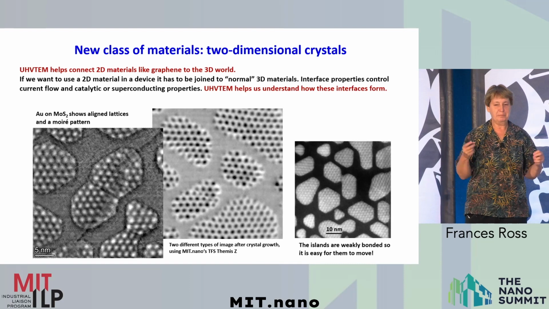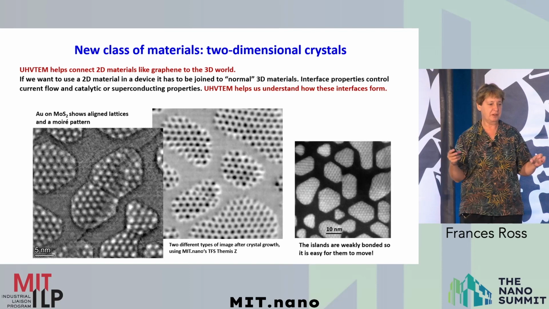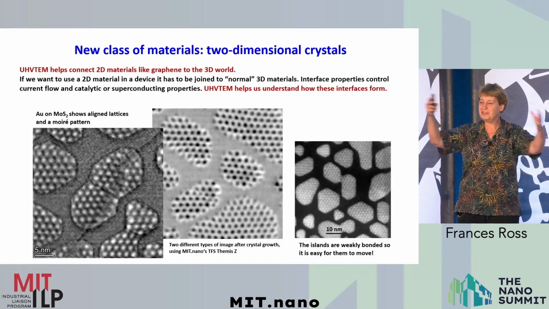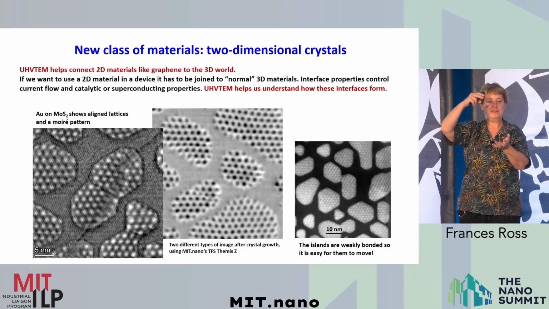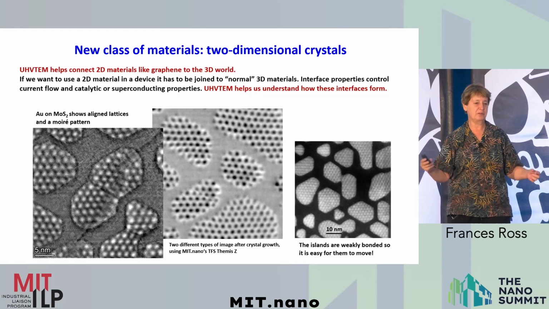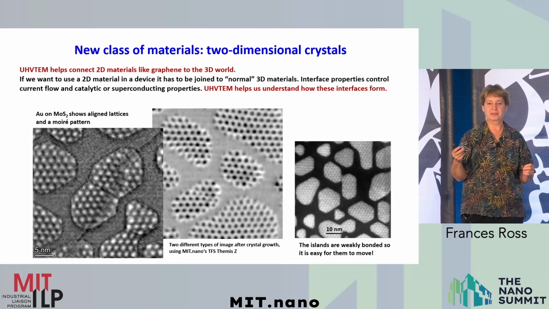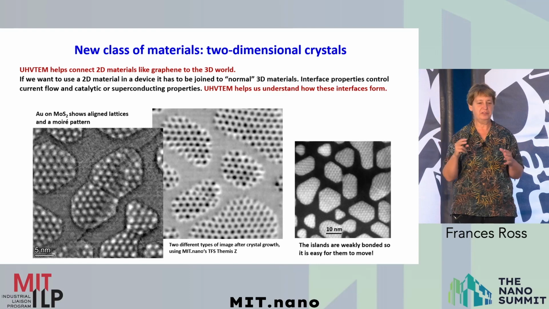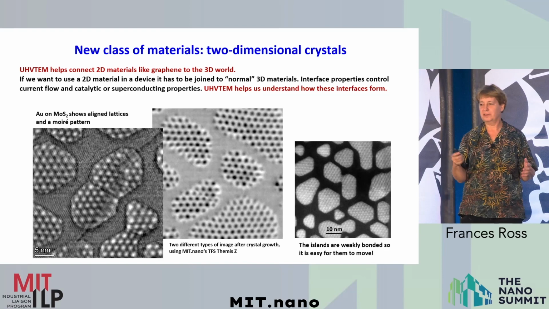It's important for us to understand how to assemble materials on 2D surfaces, because if you think about it, every two-dimensional material exists in the 3D world. It's surrounded on both sides by other materials, and we need to be able to control those junctions to get, for example, current in and out, to apply a voltage, to get catalytic reactions to take place, to get superconductivity. So using electron microscopy to visualize these interfaces and the formation of materials on different types of 2D surface really is a key thing to enabling the use of these materials in real life applications.